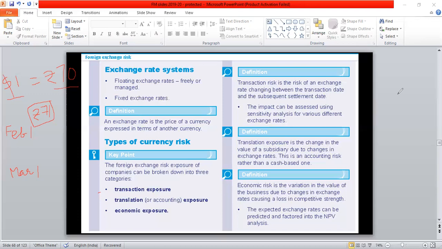The one who's making the payment, instead of paying only 70 rupees, would end up paying 74. It could also become 68 only. If it is 68, then the seller who is expecting to receive 70 would be receiving only 68. So we see that the fluctuations can cause loss to both the individuals, both the parties.